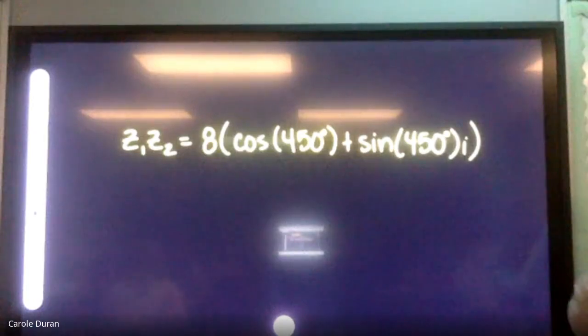Looking at this, there's actually a major issue that I have happening in this problem. Can anybody tell me what it is? 450 is more than 360.